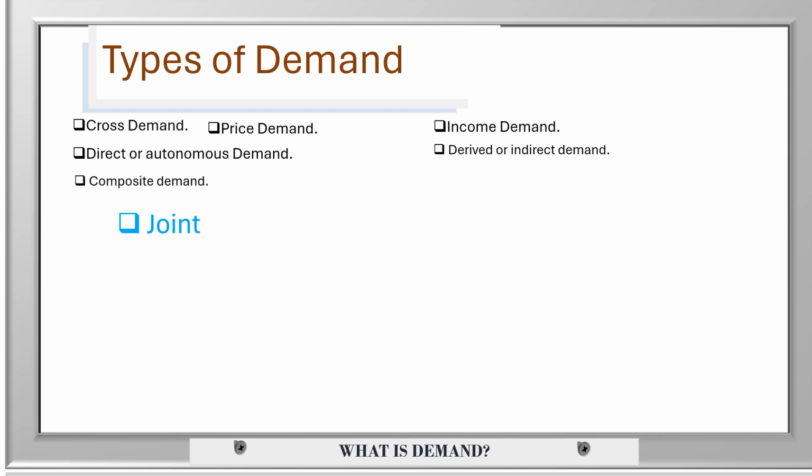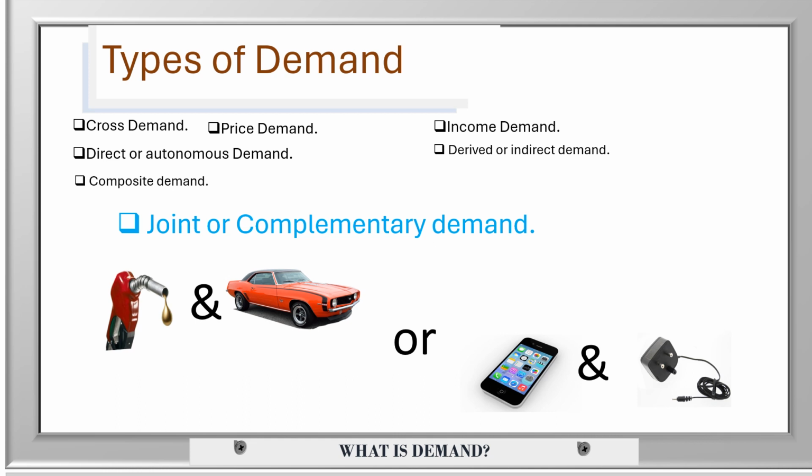Then, next, it is the joint or complementary demand. This refers to demand for commodities needed together to satisfy a need or a want. This is joint demand for two commodities that are such that without one, the other cannot fulfill that need. For example, we see petrol and cars. If there is high demand for cars, then there is likely going to be high demand for petrol products, as well as if there is high demand for cell phones or smartphones, it's likely to translate to also high demand for cell phone chargers.